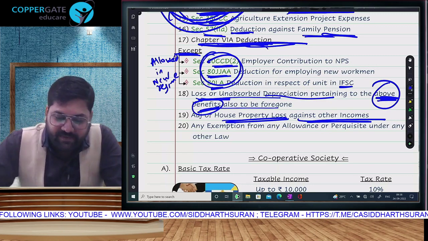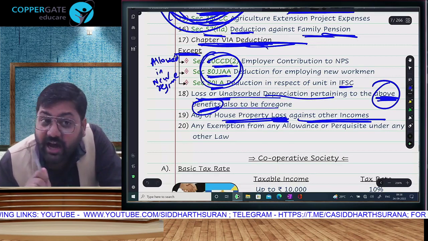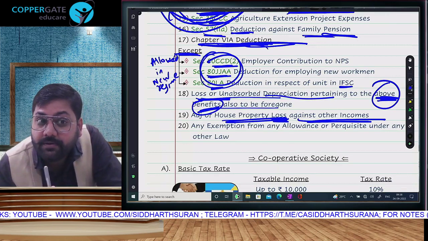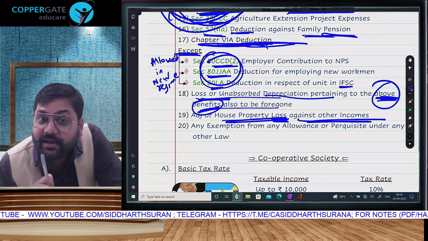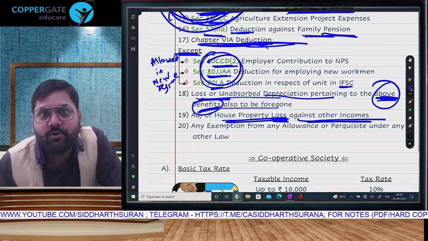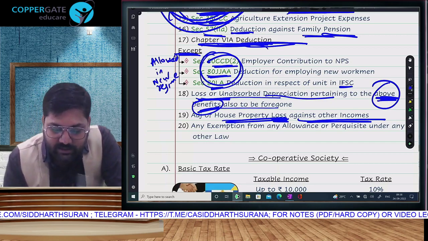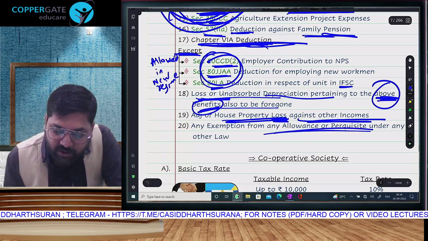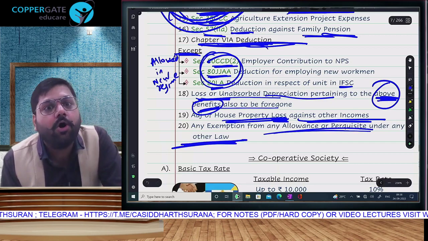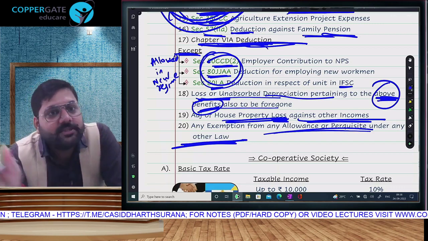समझा? But when we are talking about house property loss, are you clear that it is LOP, DLOP? क्योंकि SOP का तो loss is not allowed to be created in the new regime. ये क्लियर है? And last, if you have any allowance or perquisite which is exempt under other law. अल्लाह, salaried employees का तो बैंड है इधर.